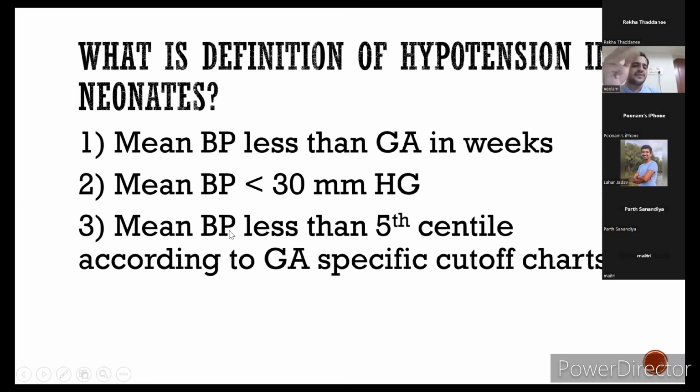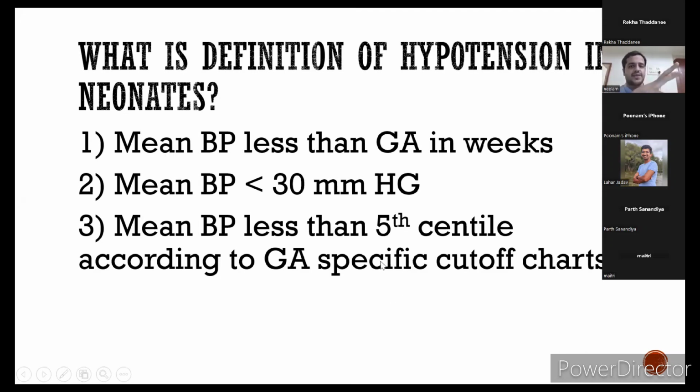And the third definition is that they have prepared some charts for the lower centile of BP, that is the fifth centile. There are many charts. If you search the internet, some 10 different charts are there. One is Zubrow's chart, second is McNamara's chart, third is Dion's chart. So there are different authors who have prepared their own charts.